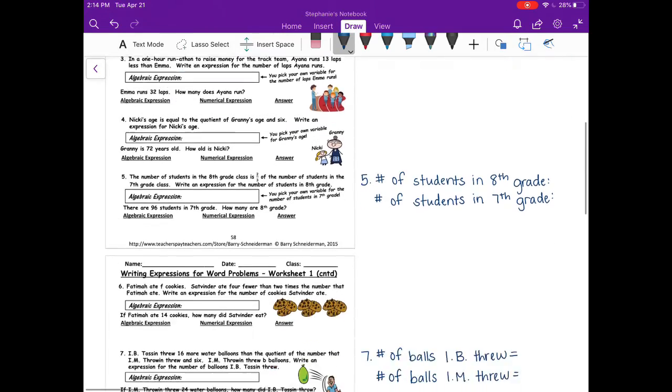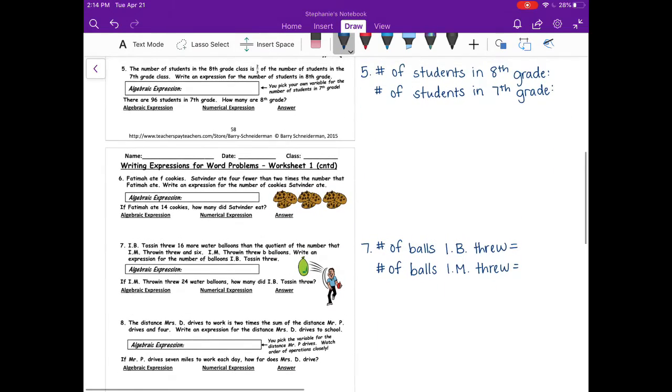Let's move to question number 5. The number of students in the 8th grade class is 2/3 of the number of students in the 7th grade class. Write an expression for the number of students in 8th grade. We're working on this problem together because it has a fraction and they can sometimes be confusing. I'm trying to write an expression for the number of students in 8th grade, and you can pick your own variable. I'm going to choose S because S is the first letter in the word students.